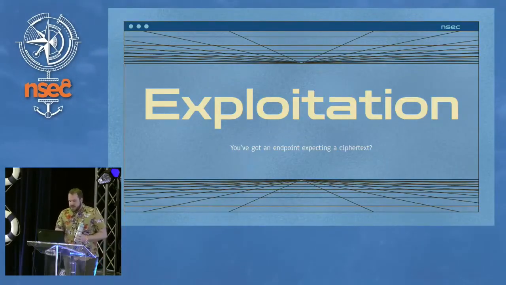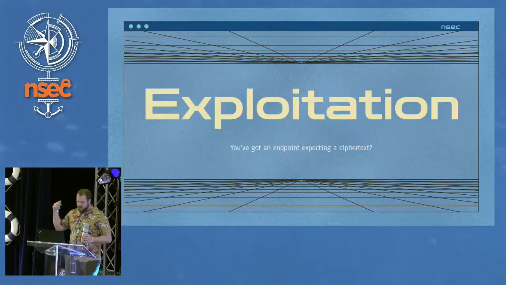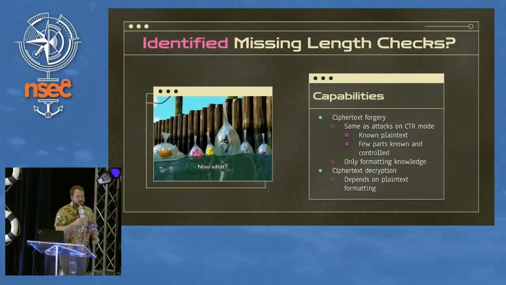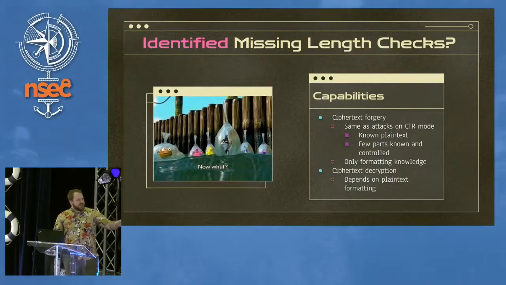We'll see. So we've seen those, no check. String length is checked, so we don't want that. There's a substring being done, or there's the presence of a tag. So you've got an endpoint. It's expecting a ciphertext. And we've seen that we're missing length checks. What we can do with that depends on the context sometimes. But you can do ciphertext forgery, and you can do ciphertext decryption. Again, it depends on the formatting of the plaintext.